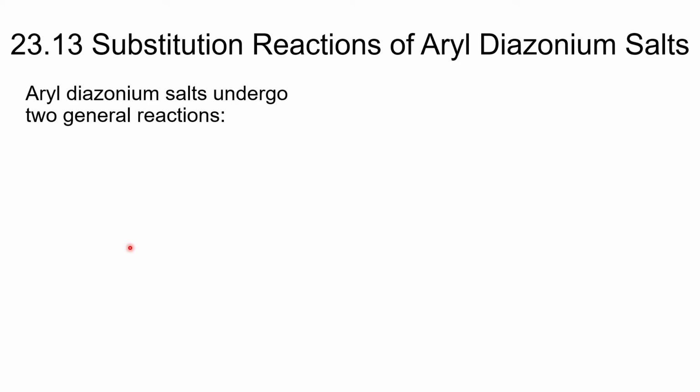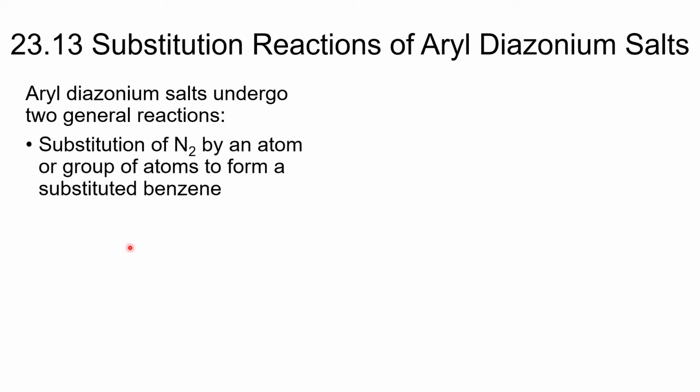One of the types of reactions is where we do a substitution reaction of the N2 with some group. And it can be a group of atoms or it can be a single atom. And so we're going to look at those here next. That's the point of this section.